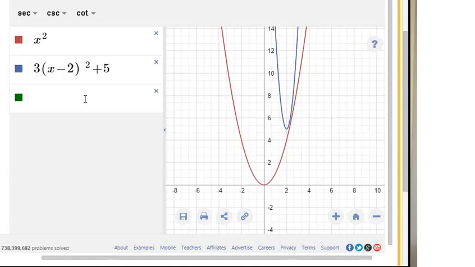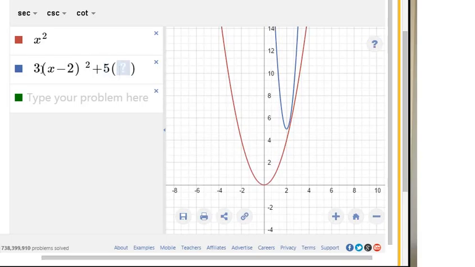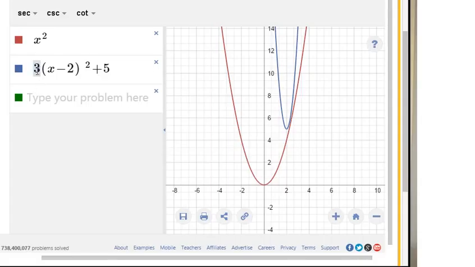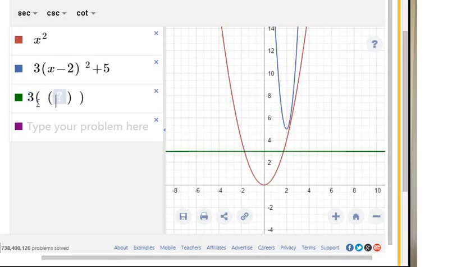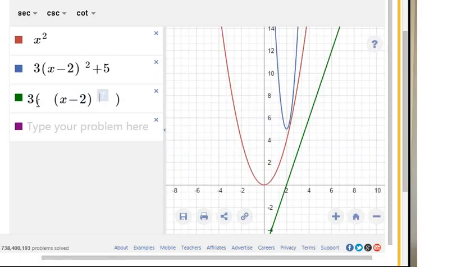it stretches it. But now if I add a second set of parentheses, oh, it won't let me do it. Well, let's just do it this way. We'll say 3 times (x minus 2) squared.